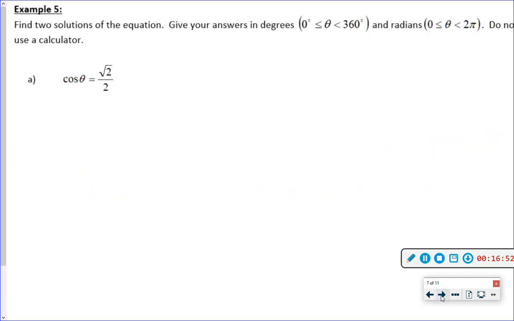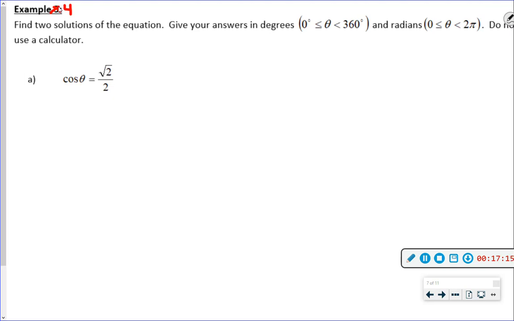I feel like we're just doing more and more triangles. Okay, this is really the right example. I just mislabeled it. We're on 4, my friends, 4. And then obviously 5. Okay. Find 2 solutions of the equation. Interesting. Give your answers in degrees and radians. Okay. All right. Do not use a calculator. Okay. All right. Well, 2 solutions.